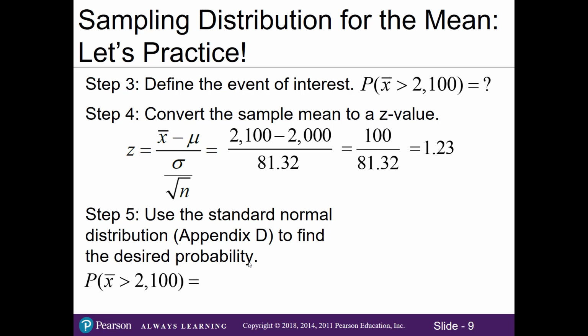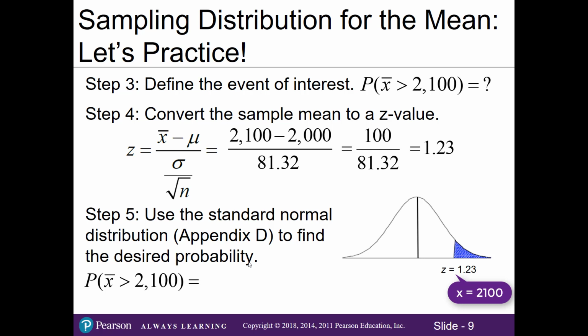Now in step 5, we're just doing what we already learned how to do in Chapter 6, which is to read and use Appendix D to find our desired probability. Since I'm interested in finding the probability that my sample mean is greater than 2,100, it's helpful to draw my curve and mark where my z-value of 1.23 is. And since I want to know greater than, I'm going to shade the area in the tail, because greater than means I'm moving to the right of my z-value, or my 2,100.